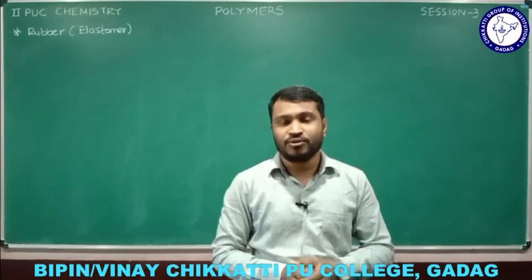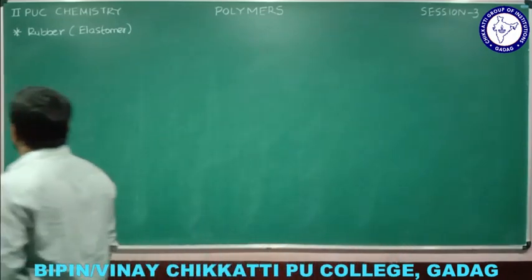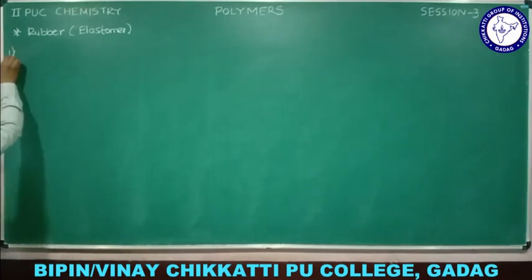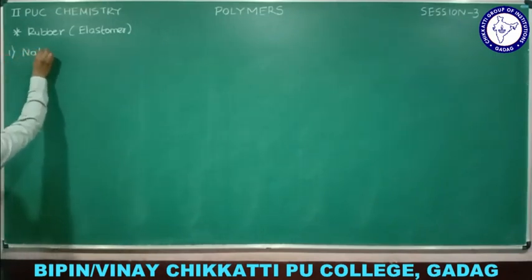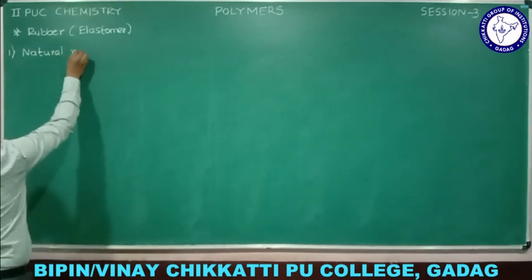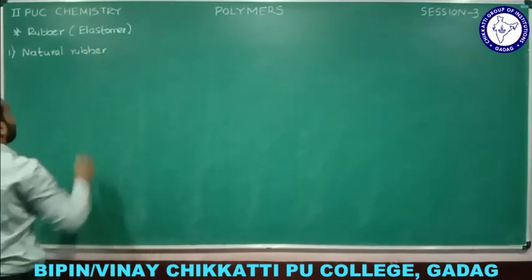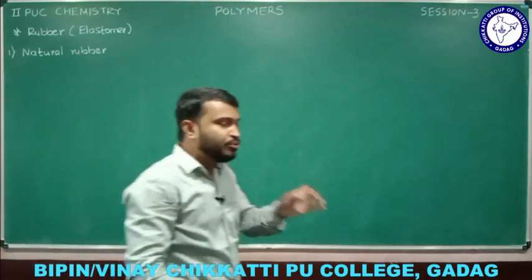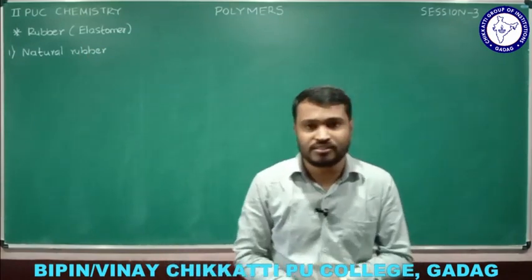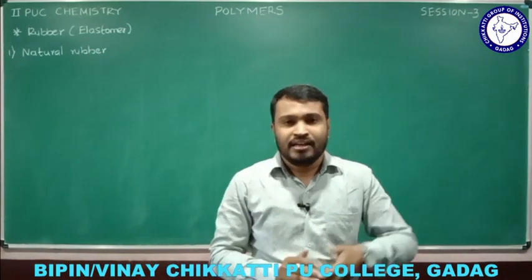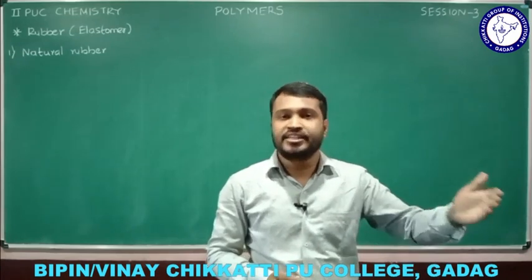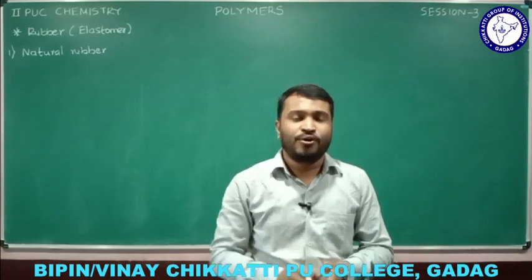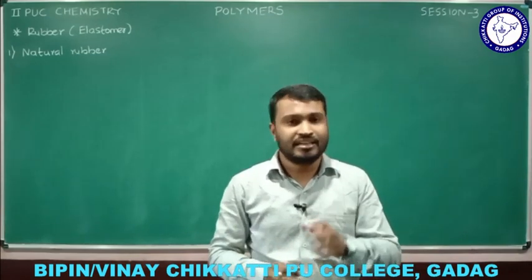Now we'll discuss the different types of rubbers. In case of rubbers, we have 2 different types. The first one is natural rubber, and one can guess the second one, synthetic rubber. Natural rubber and synthetic rubber are the 2 different types of elastomers or rubbers. The meaning is quite simple. If the rubber is found in nature, especially in plants, we call it natural rubber. Man-made or artificially prepared rubber we call synthetic rubber.